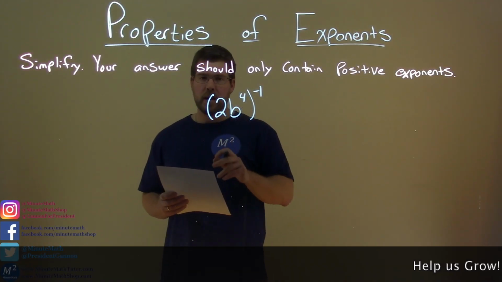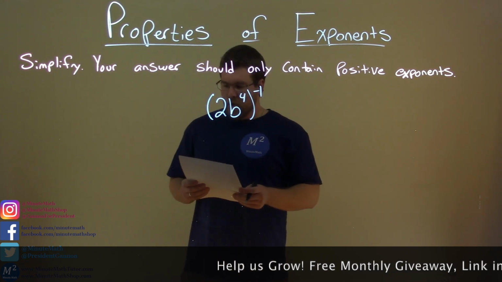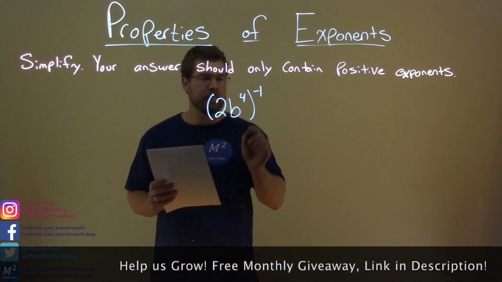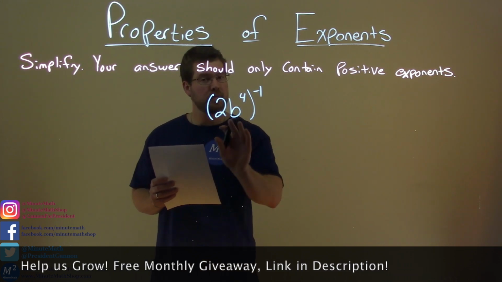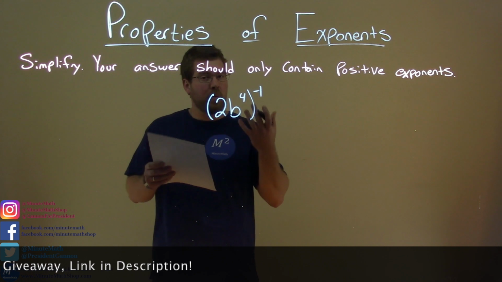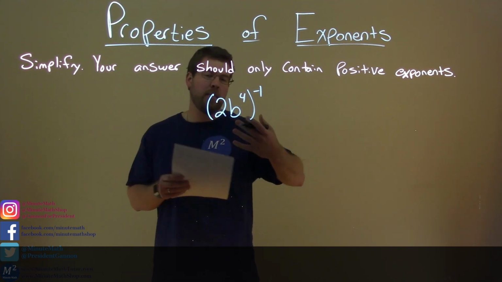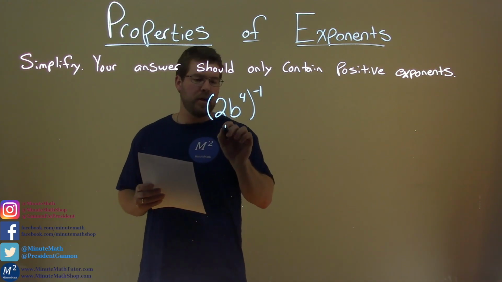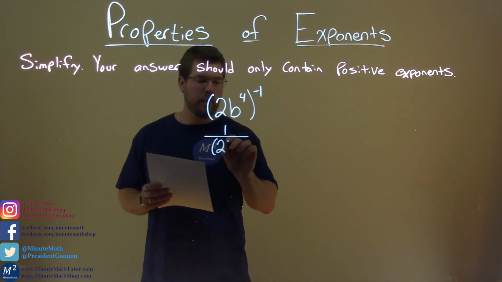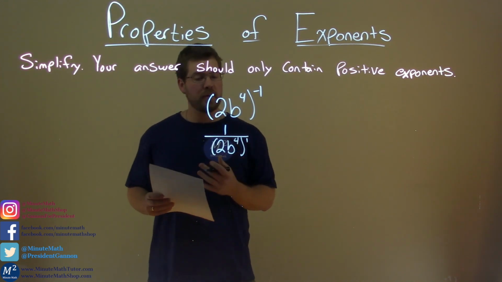2b to the 4th power, all to the negative 1 power. So this one, again, fairly simple. We see this whole thing inside the parentheses, and it needs to be raised to the negative 1 power. So what we can do is write this as if it's raised to the positive 1 power by flipping it. We take 1 over 2b to the 4th power to the positive 1 power from our rules with exponents.